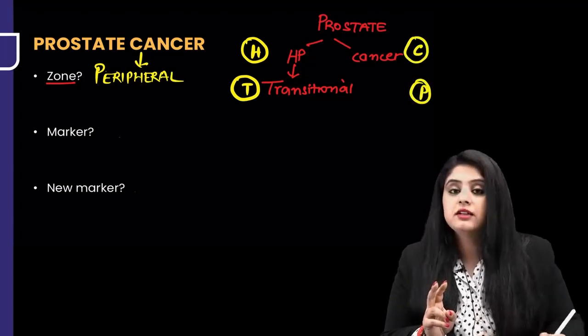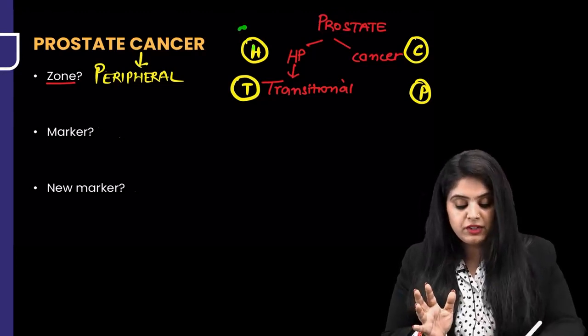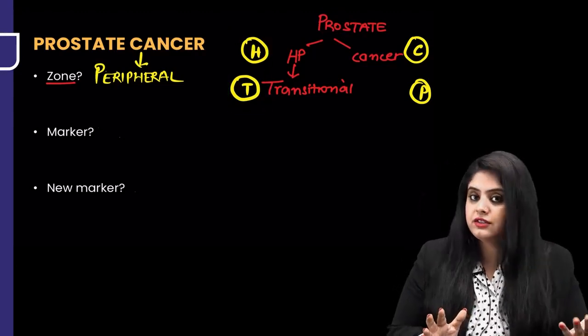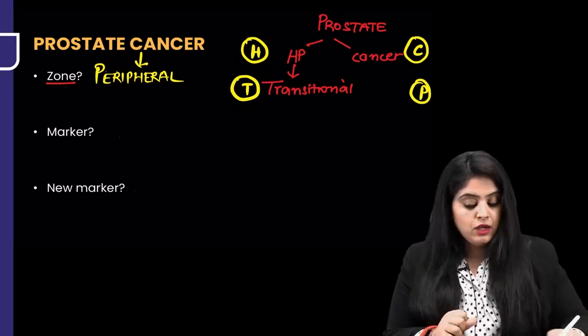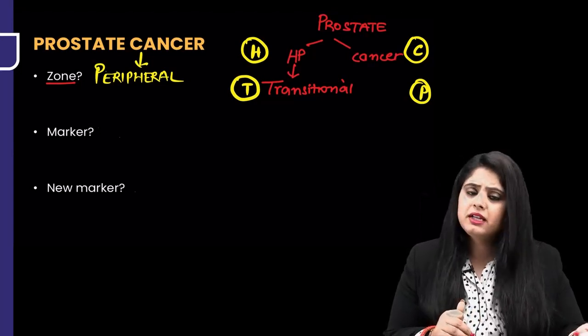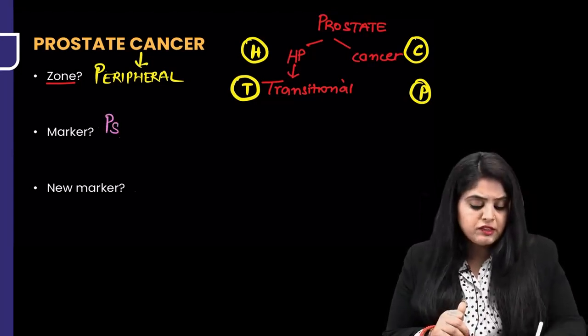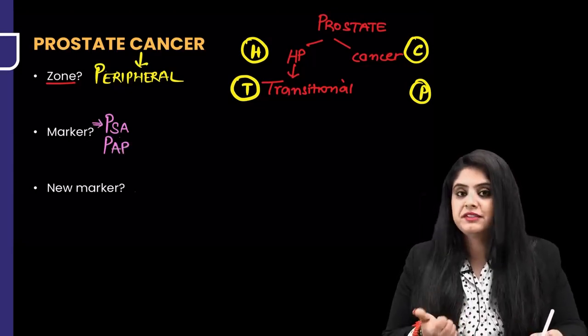The periphery of the prostate is going to show you cancer. So cancer occurs in the periphery, however you want to learn it. I've learned it as hyperplasia occurs in the transitional zone, so in the periphery obviously there is going to be cancer. What are the markers? This is a very, very important thing which you studied way back in the neoplasia chapter. Prostate specific antigen and prostate acid phosphatase. The word prostate only comes: prostate specific antigen and prostate acid phosphatase.